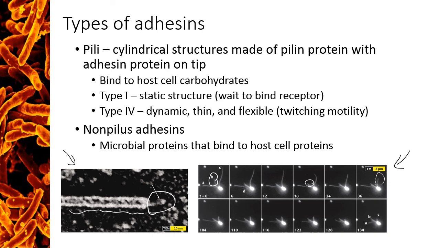Bacteria also have non-pilus adhesins. These are typically microbial proteins that are found on the surface of the cells, and they're going to bind to other host cell proteins. So if you're binding to a carbohydrate, the pathogen is typically using a pili. If it's binding to a host cell protein, it's typically using a protein of its own.